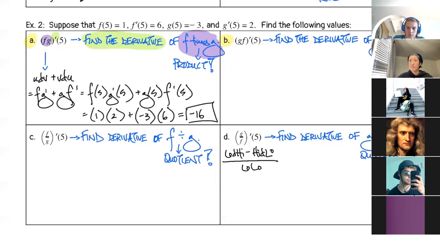Okay, so let me be clear on my question here. I don't want us to substitute in numbers yet. I just want us to identify which function is the low function. Okay, so f is the low function. That means that g is the high function, okay?